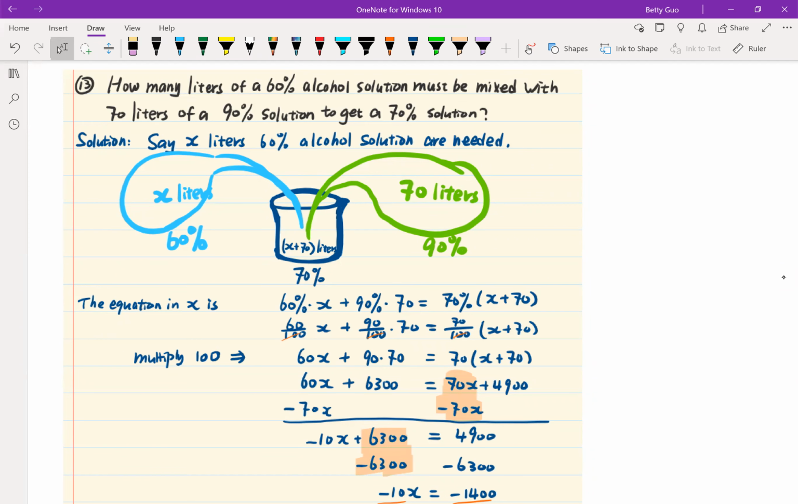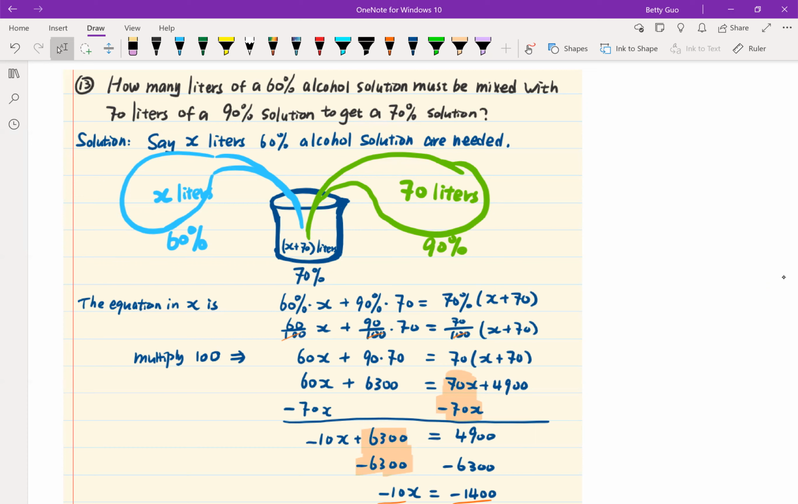So what happened is you have 70 liters of 90% alcohol solution, and you need to figure out how many liters of 60% alcohol solution to get the mixture, which is 70%. So we let X be the amount of 60% alcohol solution you need to use. So here you have X liters of 60% solution. You're going to mix that with 70 liters of 90% solution to get 70% solution.